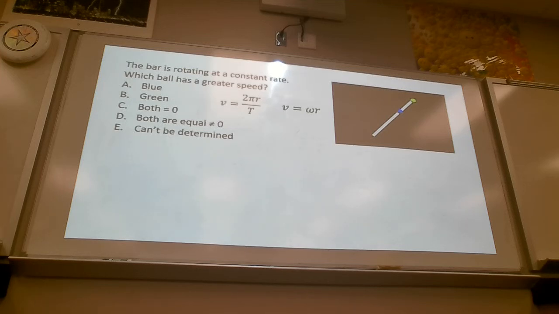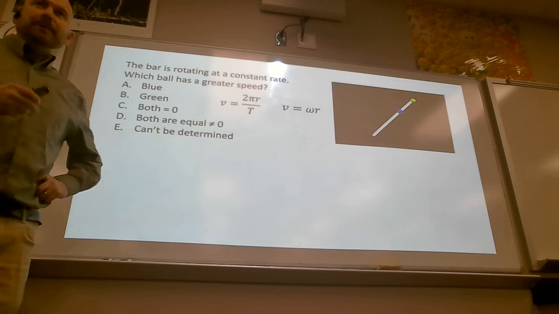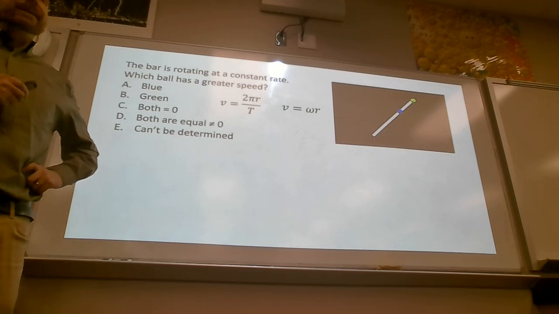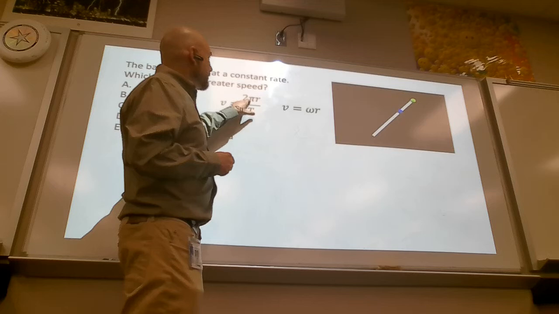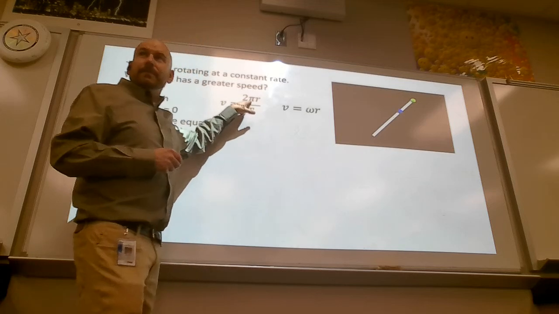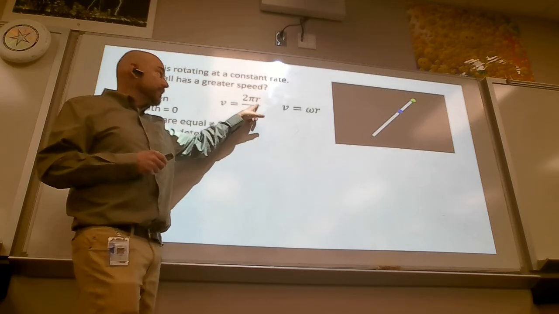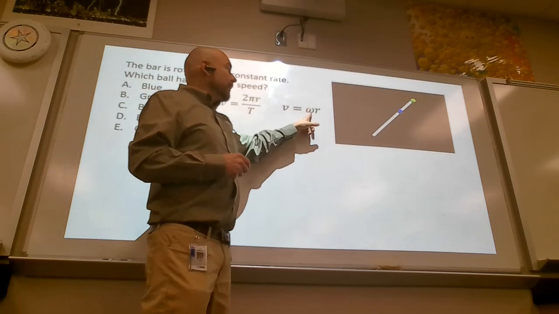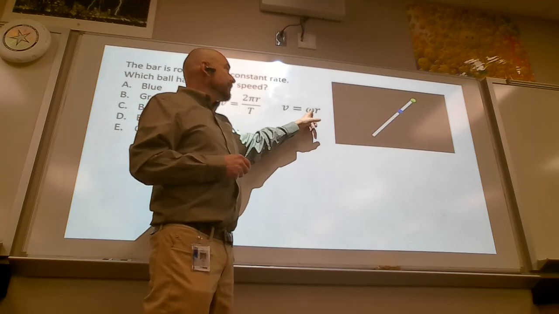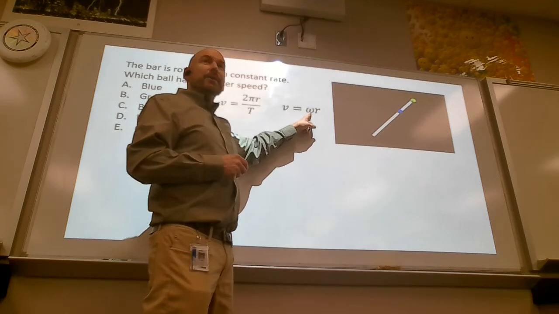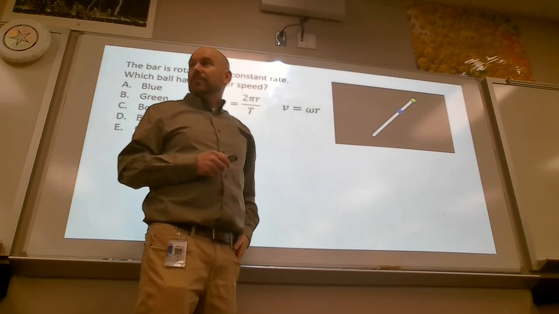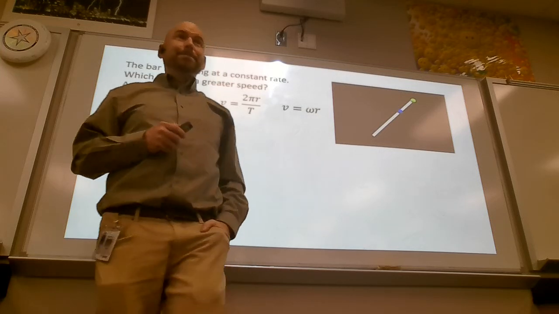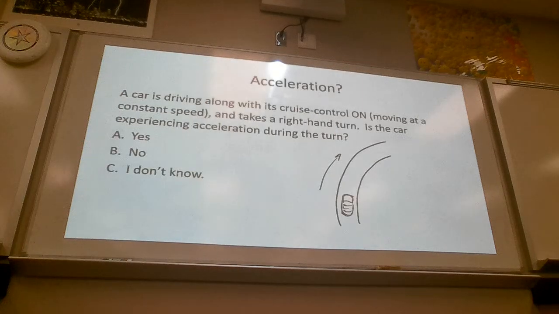Okay, the distinction between rotational speed and just regular speed. So here, this is circumference divided by the period. So there's a distance involved here. This is rotational speed times the radius. They had the same rotational speed, but the green had a greater radius. Good with that? Next question.